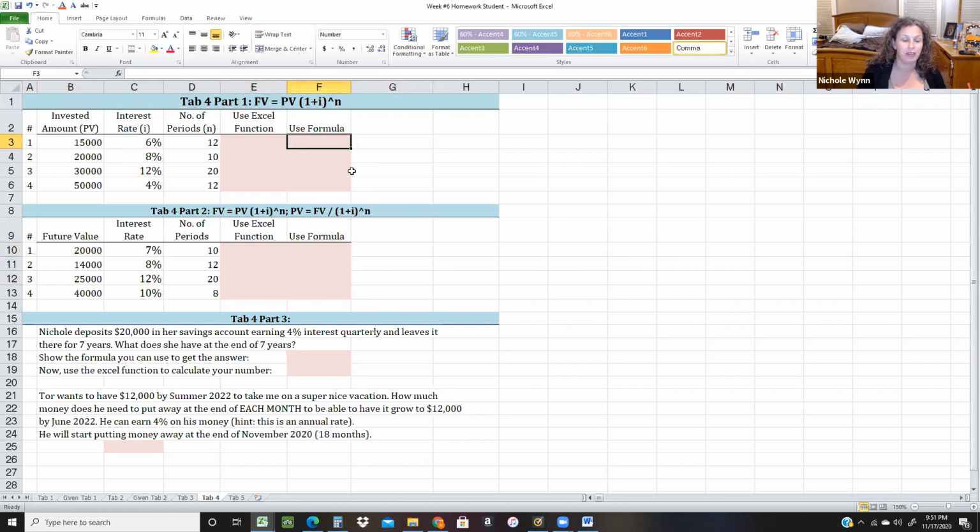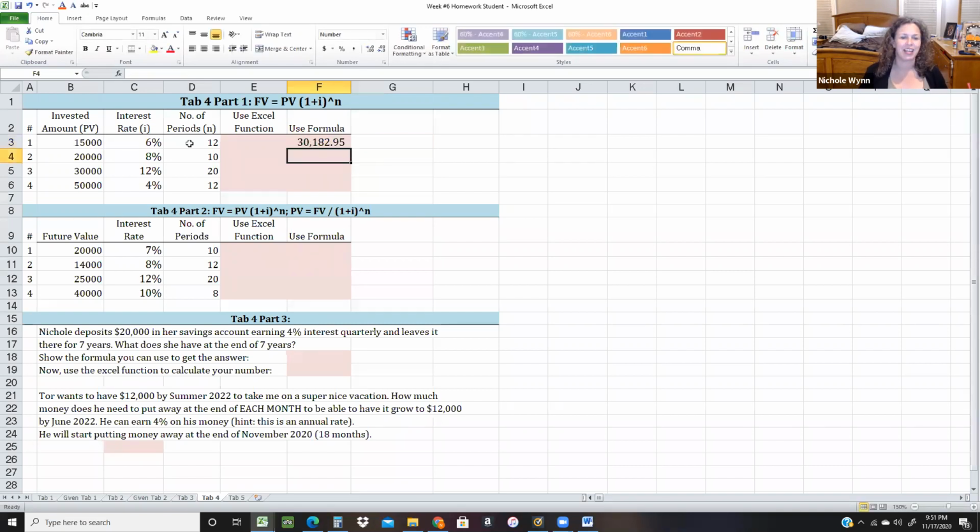If you're using the formula, then it's at the top: future value equals present value times 1 plus i, to the power n. Okay, so I'm going to do it again. The answer here is 30,182.95. What I can do is say 15,000 times 1.06 to the n power, 12.